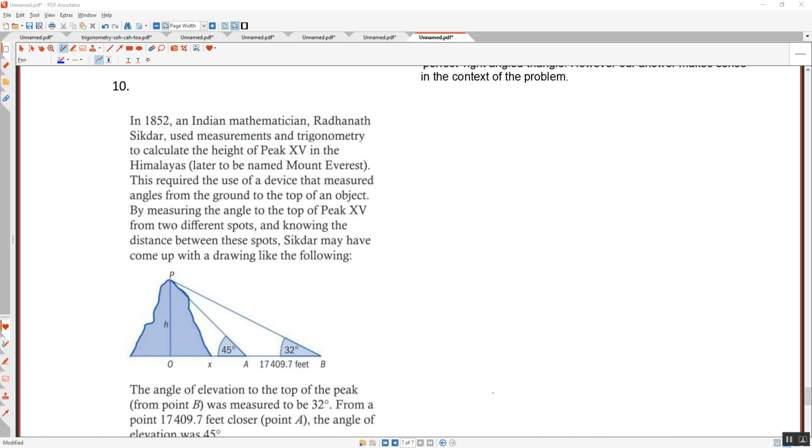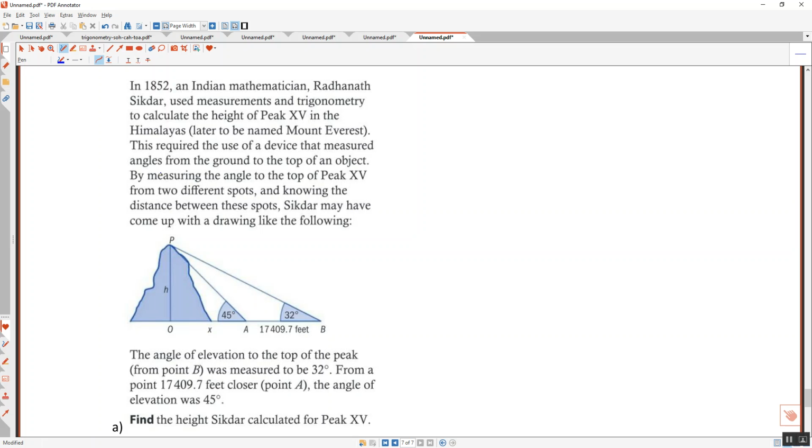Okay, so this last question, question 10, is pretty tricky. We are looking at calculating the height of peak XV. So we're calculating the height of this mountain. This one here. So H is what we want to find. This person measured from two different spots, A and B, using two different angles of elevation, and knowing that this distance is 17,409.7 feet. Okay, so that is just the distance between A and B.